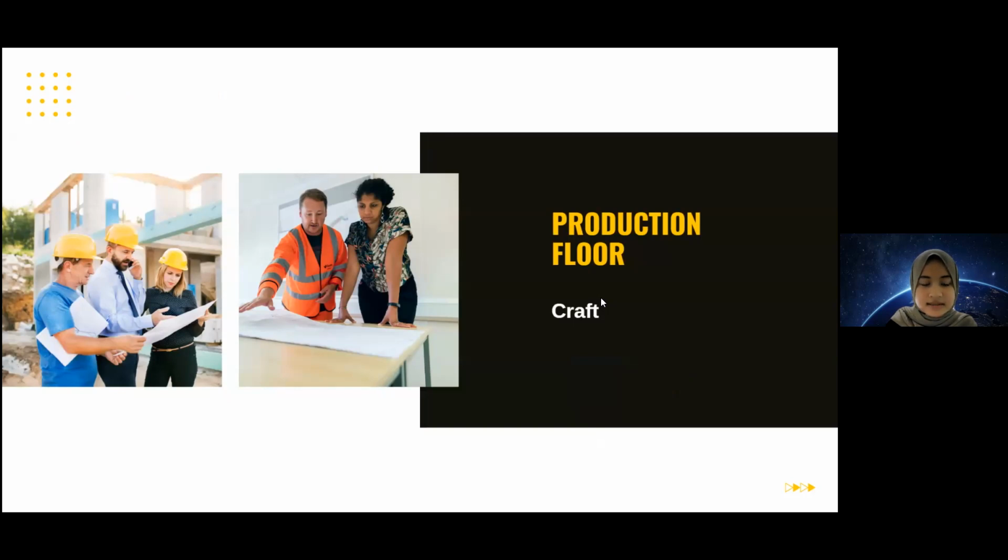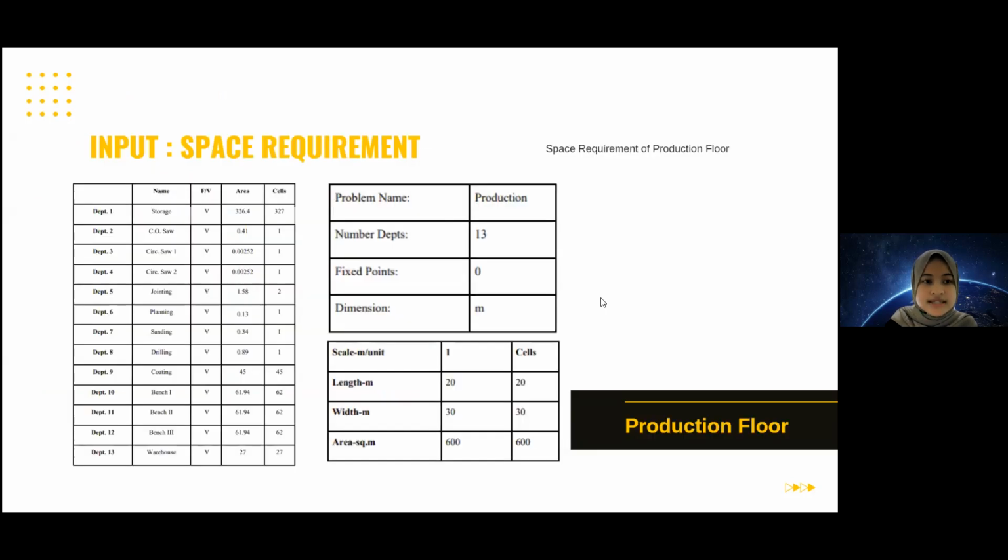So this is the input of space requirement. There's the table, and the number of departments is 13, and then the space requirement of the production floor using the scale meter per unit.